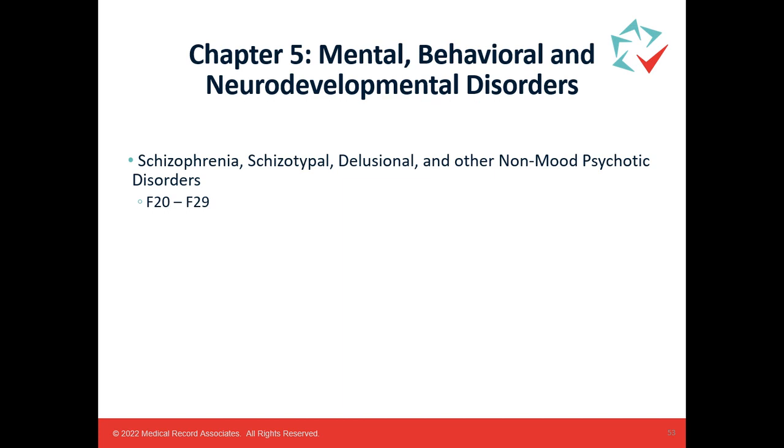Next in the Chapter 5 book are codes F20 to F29. These represent schizophrenia, schizotypal, delusional, and other non-mood psychotic disorders. These are also often difficult to code as different terminology is used to represent these codes between F20 and F29.